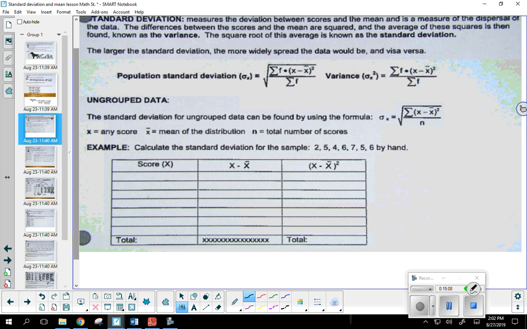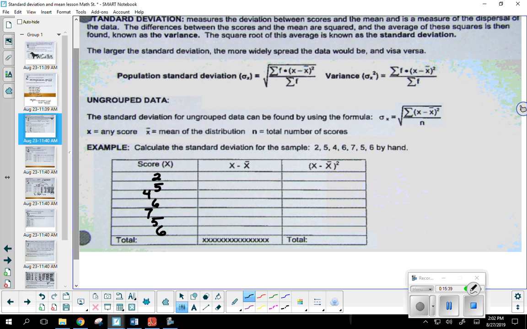2, 5, 4, 6, 7, 5, 6. Do it by hand. The first thing I'm going to do, and it doesn't matter if I put these in order or not, is just list them. So I got 2, 5, 4, 6, 7, 5, 6. In order to begin finding standard deviation, what's the first thing I need from the set? Starts with an M or an A, depending on what you say. The mean. We need the average.